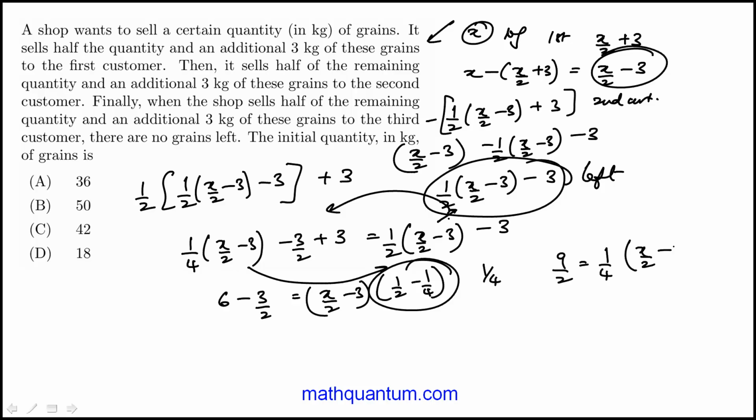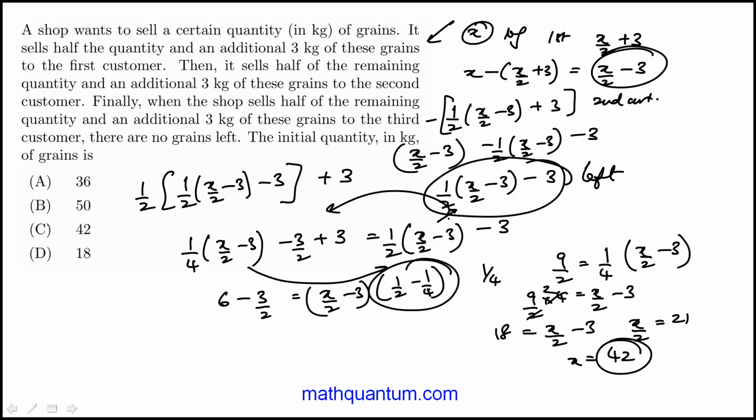So please do all this algebra on your own as well, so you can be comfortable doing this under exam conditions. So 18 is equal to x over 2 minus 3. X over 2 is 21. X is 42, which is indeed there.